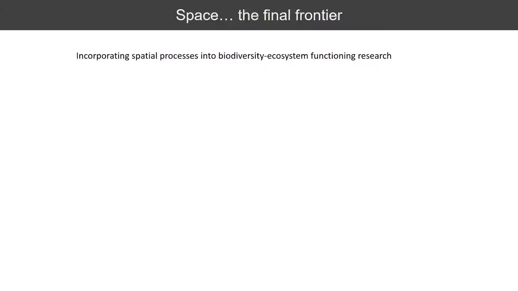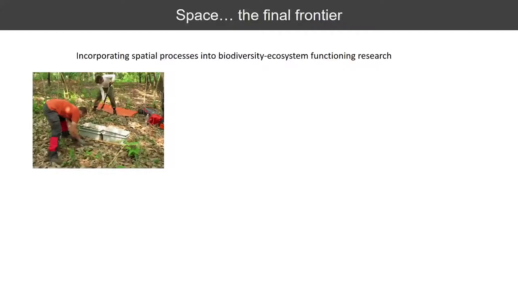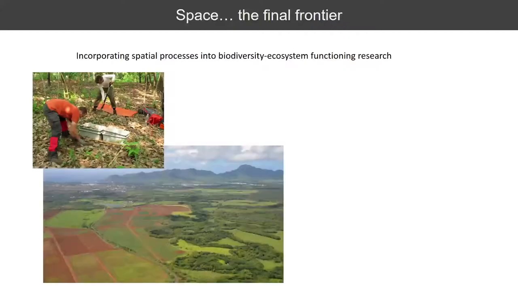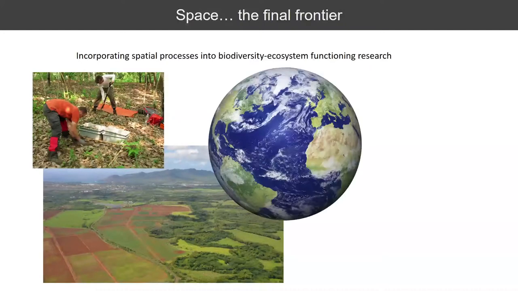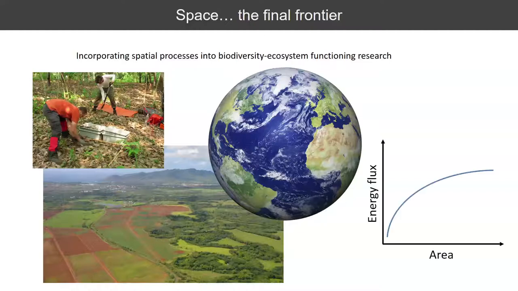So what we see at the plot level, do we also see similar processes happening at the landscape level, and perhaps even at the regional level or global level? And by calculating energy fluxes, we can quite relatively easily calculate ecosystem function across complex communities, really at different spatial scales. And this could allow us to perhaps look into questions like whether or not we see an area-energy or ecosystem functioning scaling relationship, for example.